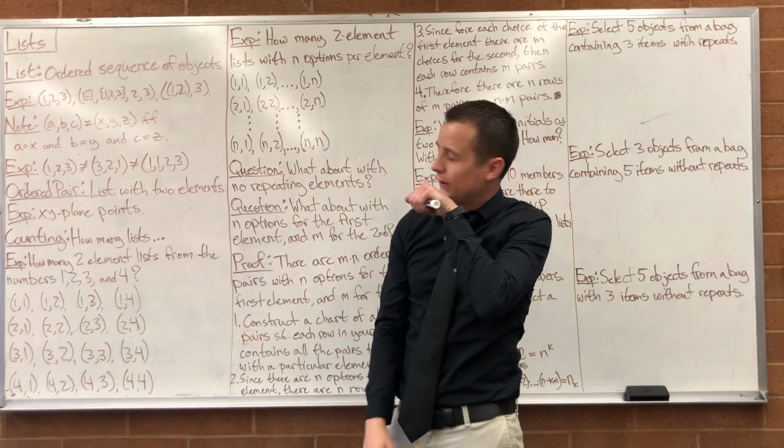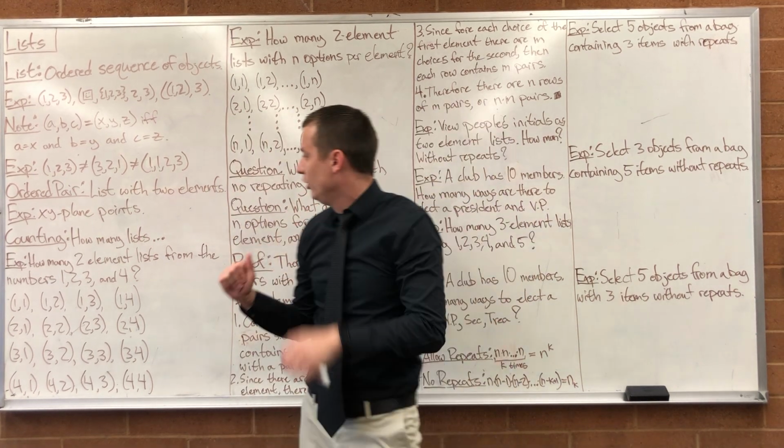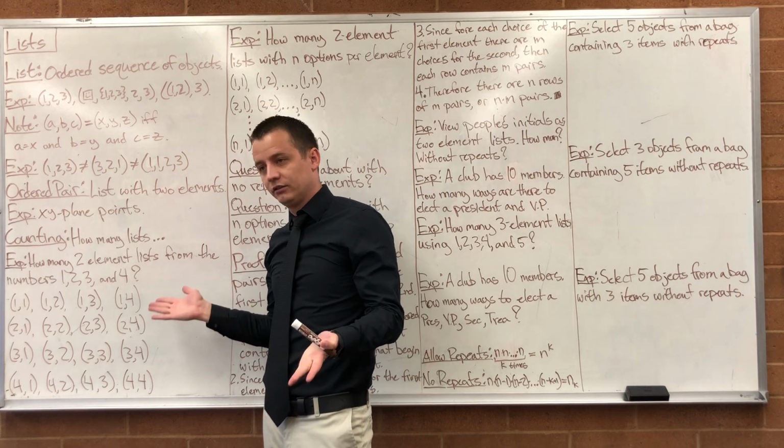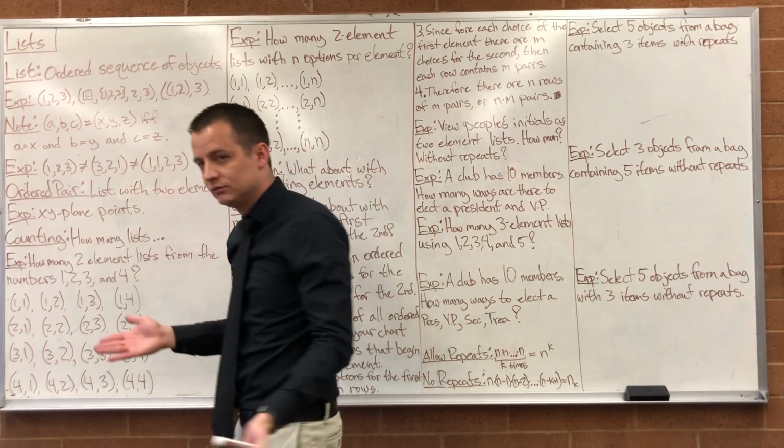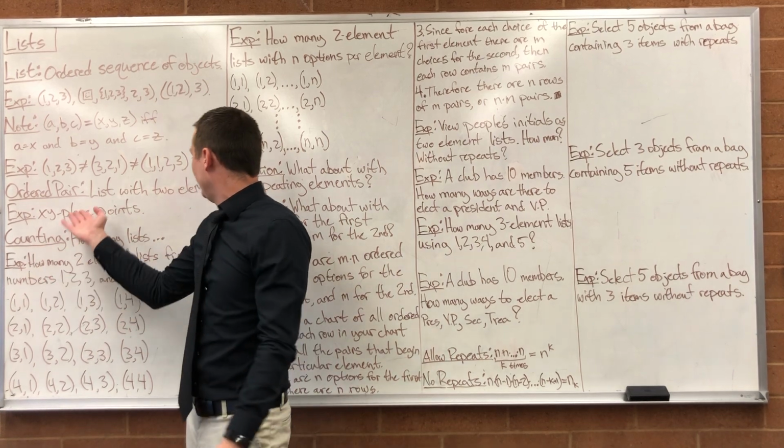We have a special name for a list that only has 2 elements in it. We call such lists ordered pairs. Ordered pair, a list with 2 elements in. Good? Okay.